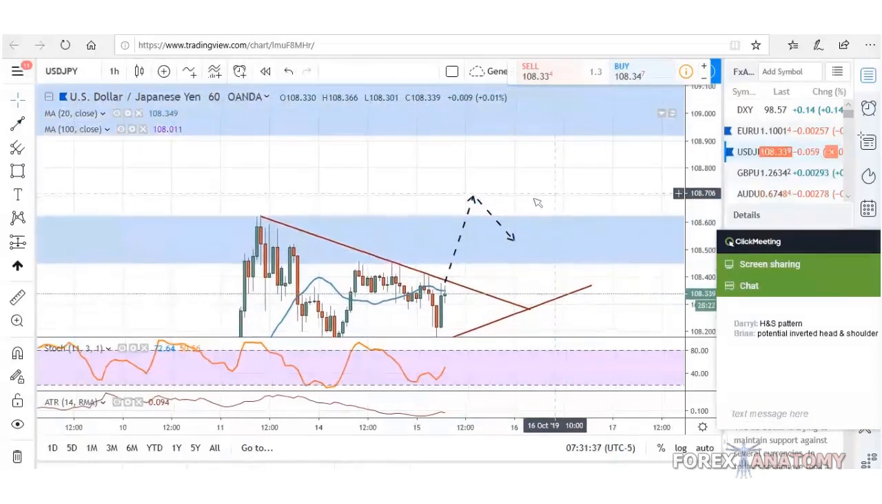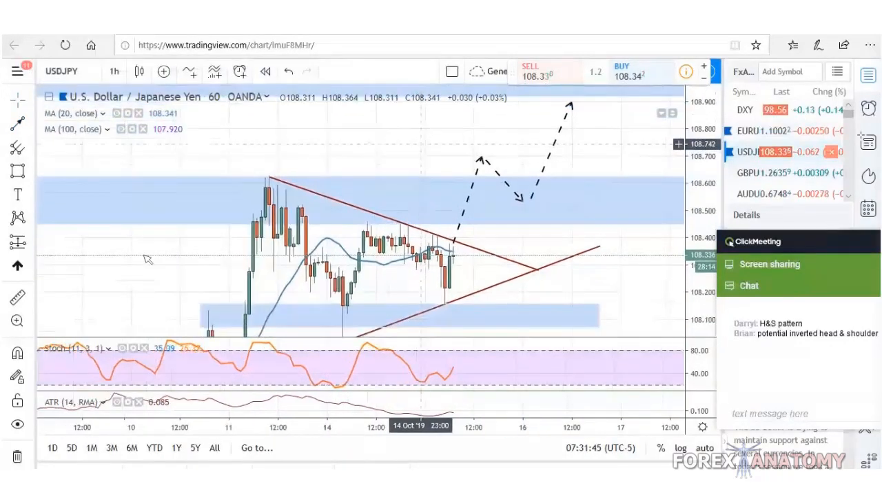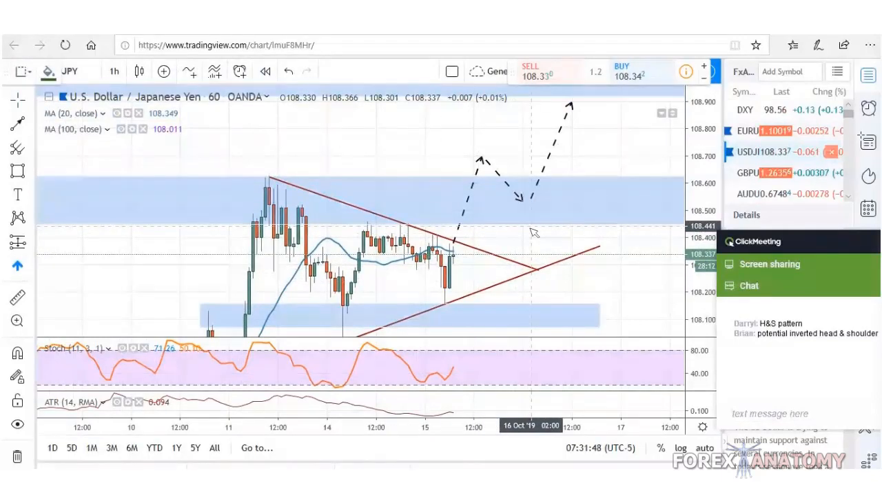And then once you get that pullback in price, you can enter another buy and possibly target this next area of structure resistance up here. So that's what I'm looking at, something like that on the US dollar Japanese yen.